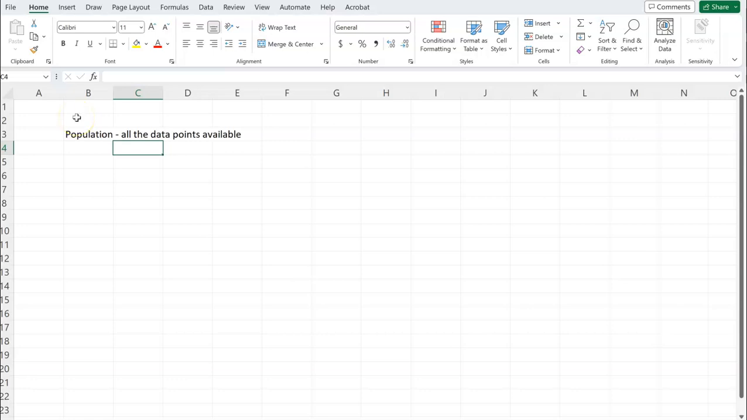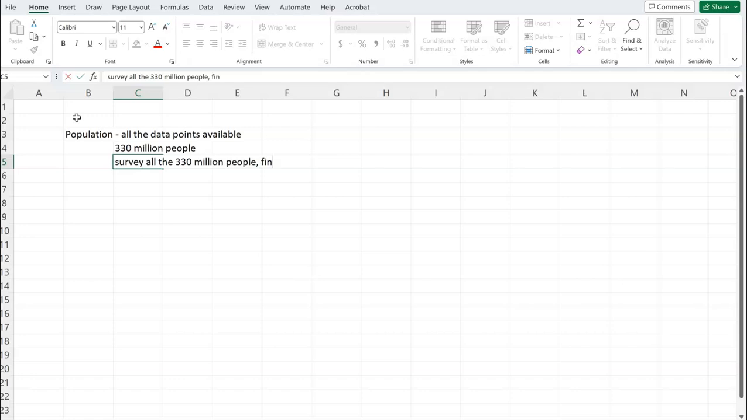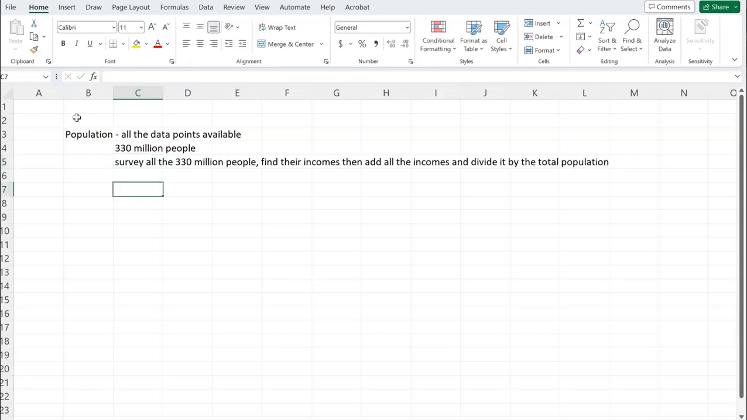The US has 330 million people living within its borders, a little more than that. I could survey all 330 million people, find their incomes, add all the incomes and divide by the total population. And that would give me the population mean. And then I can also find the population variance and population standard deviation.